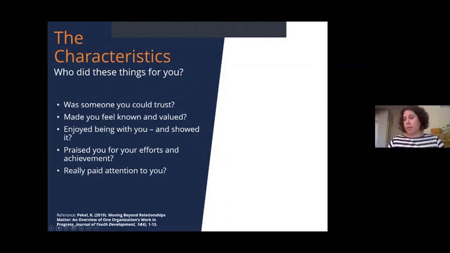The first characteristic of expressing care makes you think of someone that you can trust, makes you feel like you are valued, someone who enjoys being with you, who praises you for your efforts and really pays attention to you. You can think about somebody in your life who has done that for you, but you can also think about how you have shown that to others. So how have you shown that to the students in your classroom? How have you built trust with them? How do you show them that you believe in them? Those are all things that fall into expressing care.